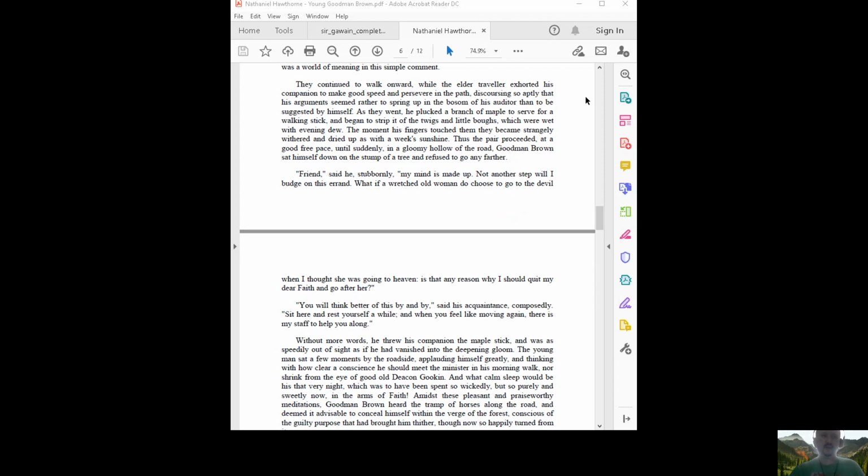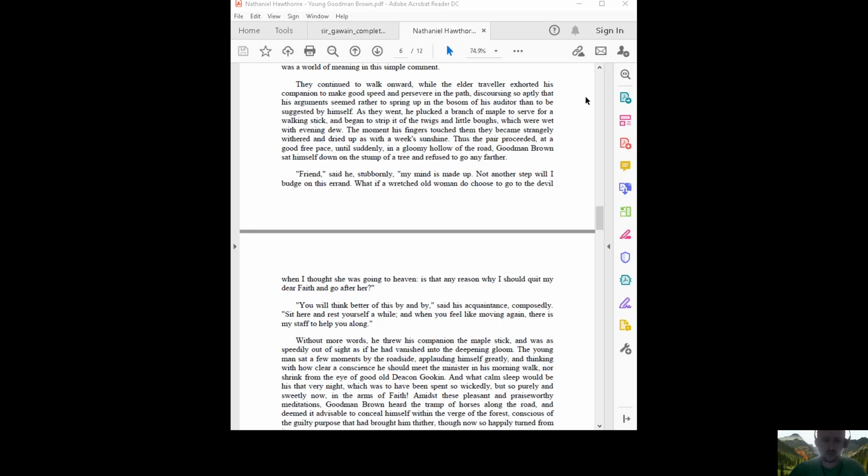They continued to walk onward while the elder traveler exhorted his companion to make good speed and persevere in the path, discoursing so aptly that his arguments seemed rather to spring up in the bosom of his auditor than to be suggested by himself. As they went, he plucked a branch of maple to serve for a walking stick, and began to strip the twigs and little boughs which were wet with evening dew.